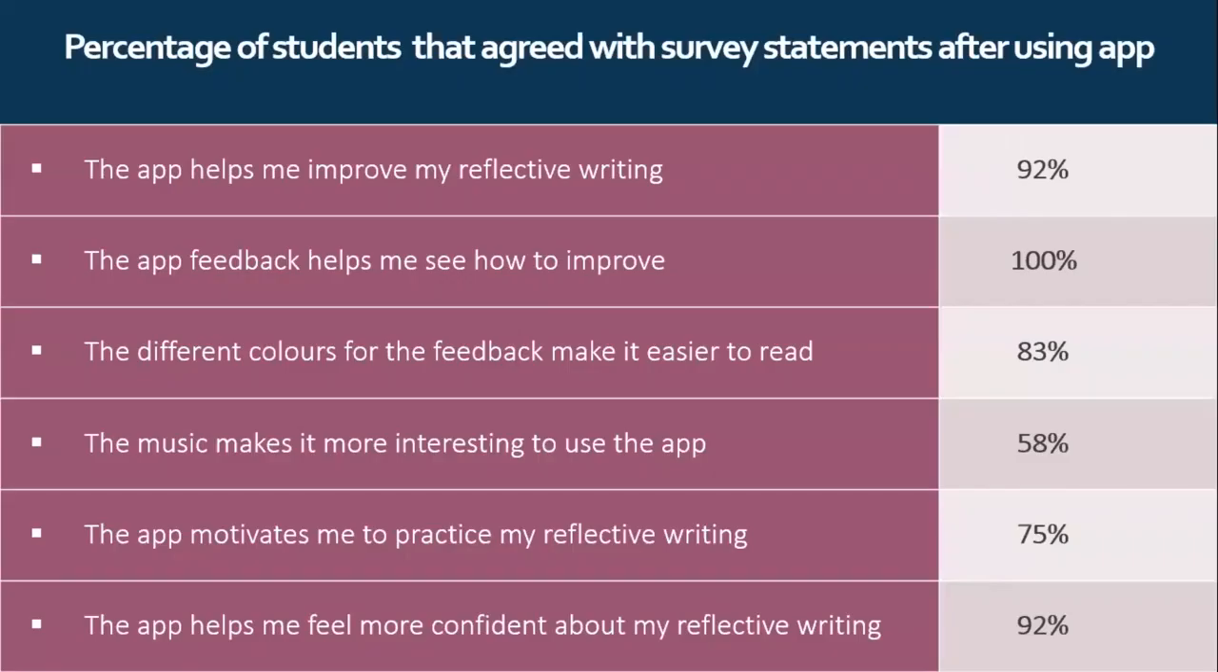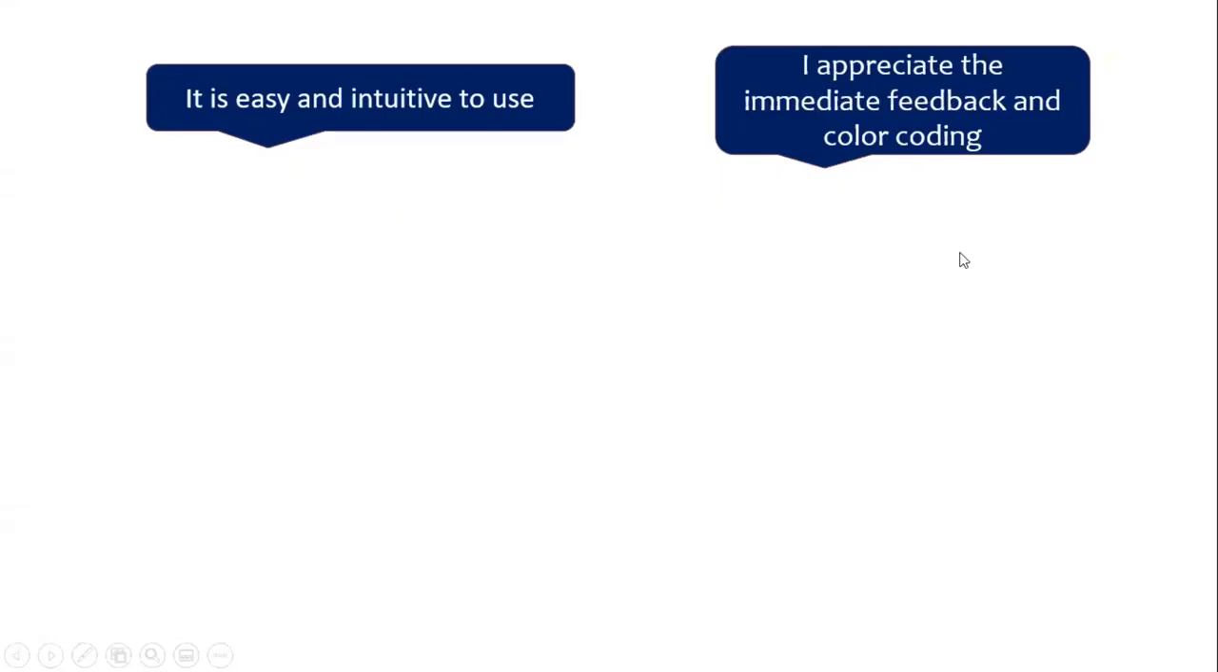And after that, we asked whether they agreed or not with these statements. So after using the app, they then could state their agreement with, for example, whether the app helps me improve my reflective writing. And as you can see, 92% agreed with that. Many of them commented on the different colours. Some found the music was very helpful. 75% agreed that it helped them practice, helped them to be motivated to keep practicing. We also asked them for some qualitative feedback. There's a range of comments here.